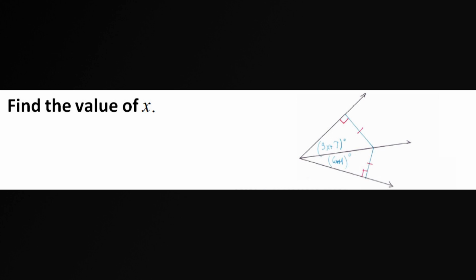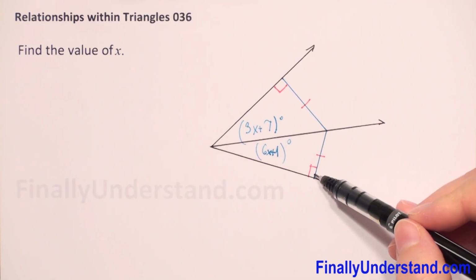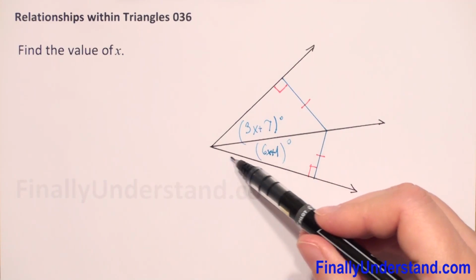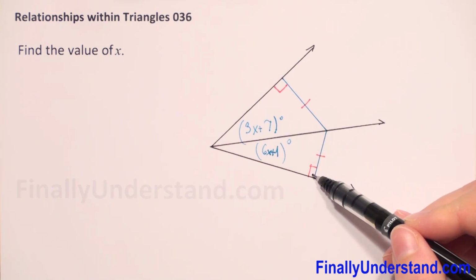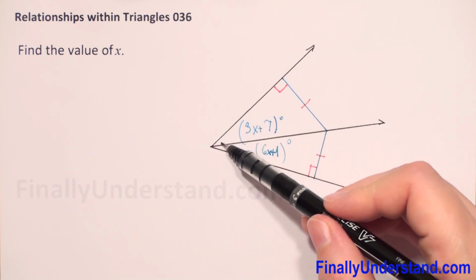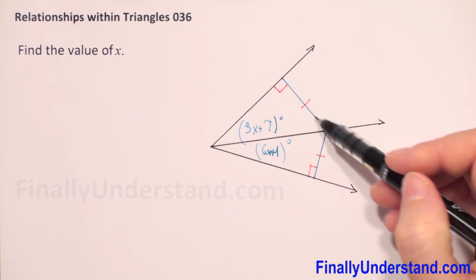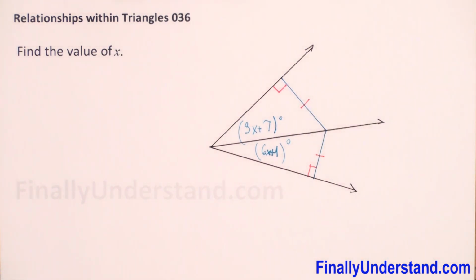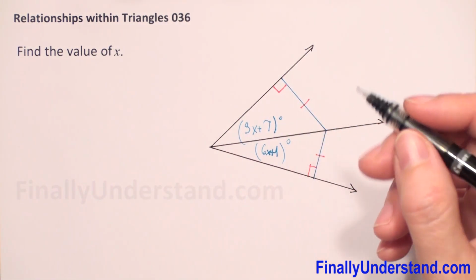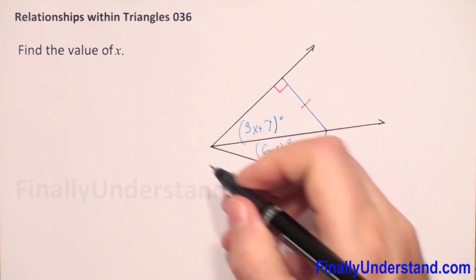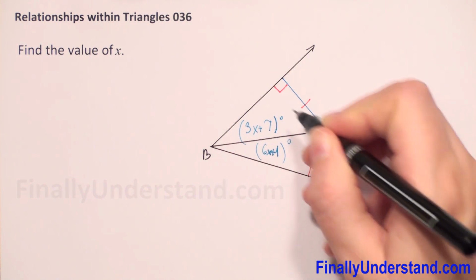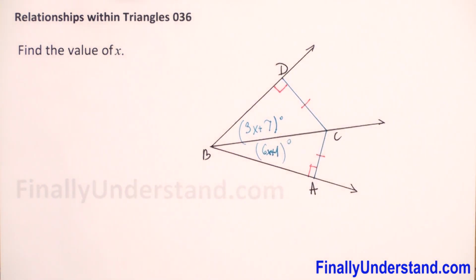We have to find value of x. We are given that these two sides are congruent, and between this ray and that segment we have a right angle, and between that ray and that segment we have a right angle too. So if we put points, they will be our A, B, C and D.